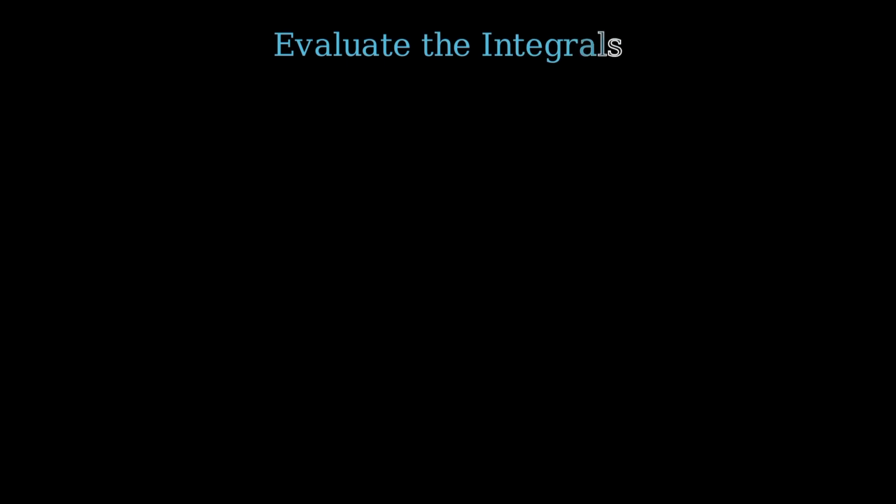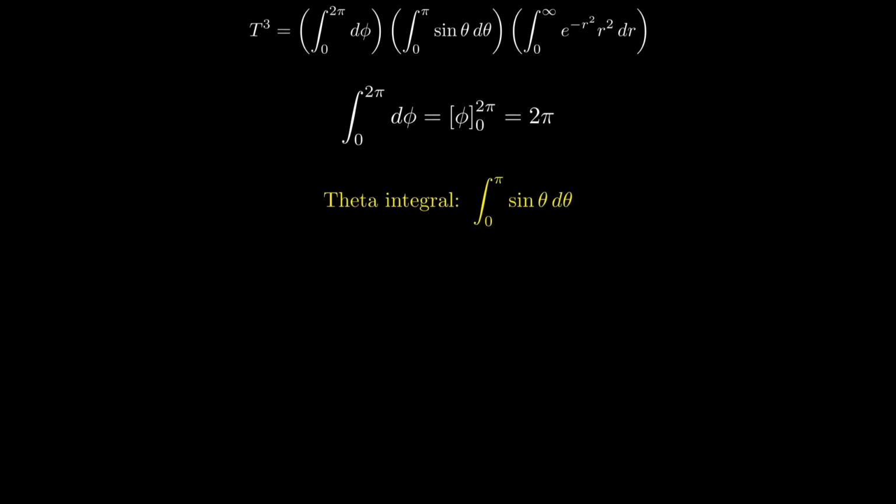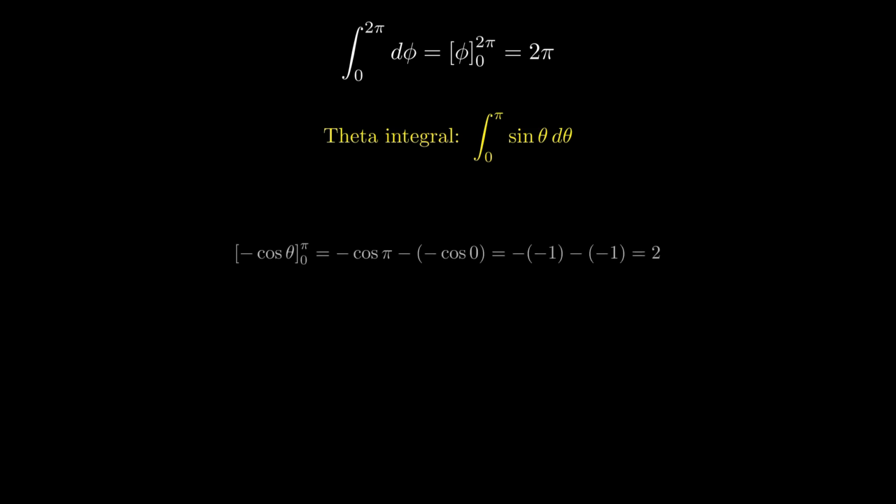We've split our triple integral into 3 parts, so let's evaluate each one. First, the phi integral from 0 to 2 pi of d phi is just phi, evaluated from 0 to 2 pi, which gives us 2 pi. Easy. Next, the theta integral from 0 to pi of sine theta d theta. The antiderivative is negative cosine theta, so from 0 to pi we get negative cosine pi minus negative cosine 0, which is 1 plus 1, or 2.